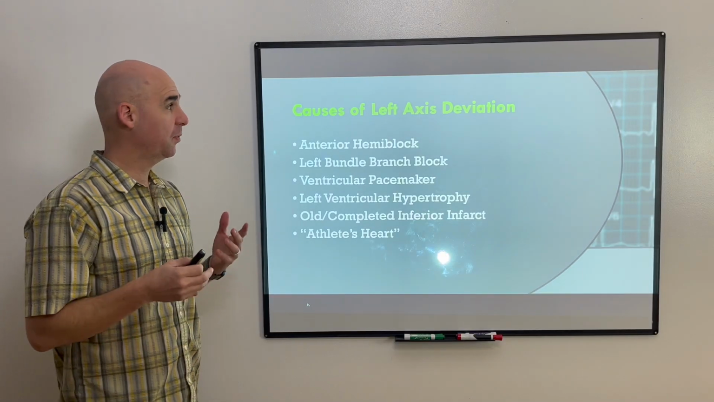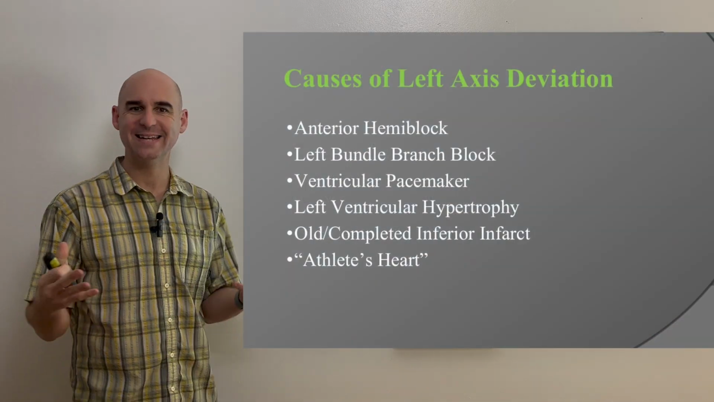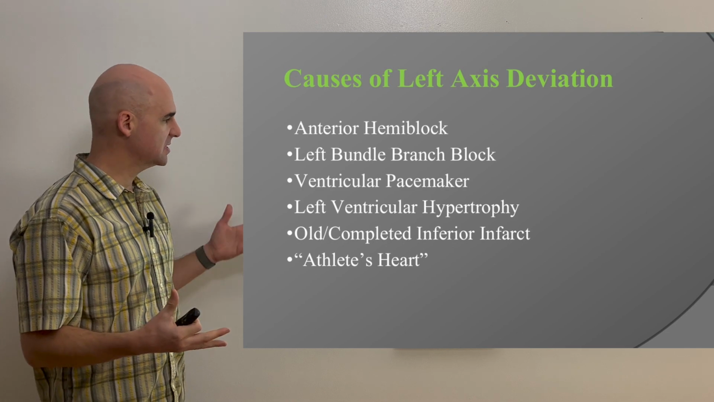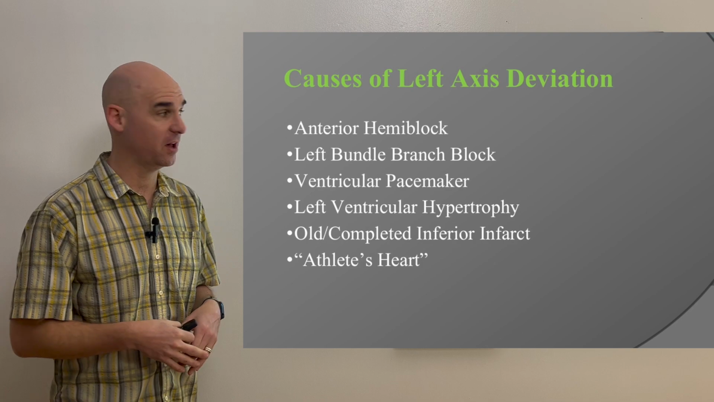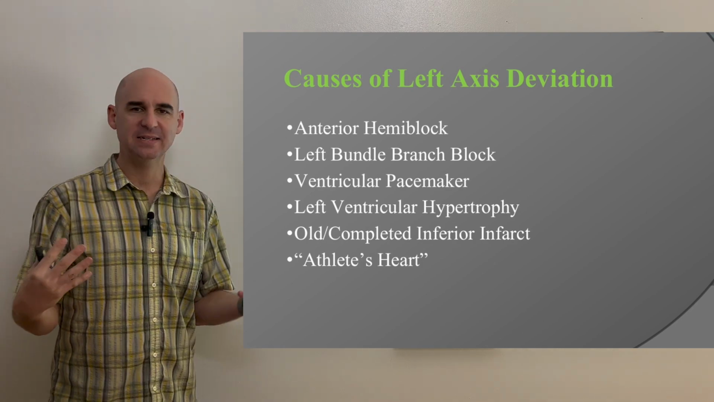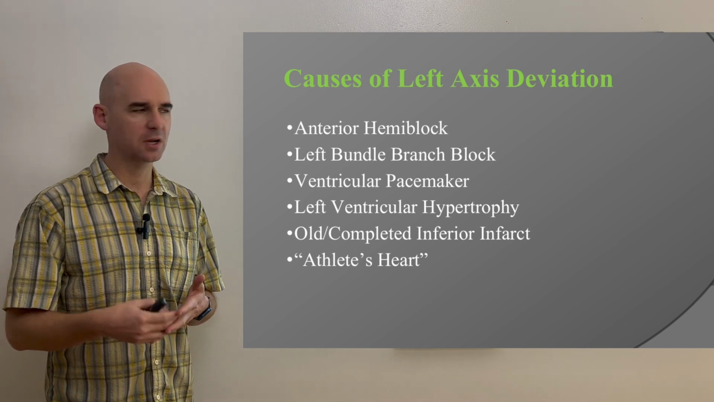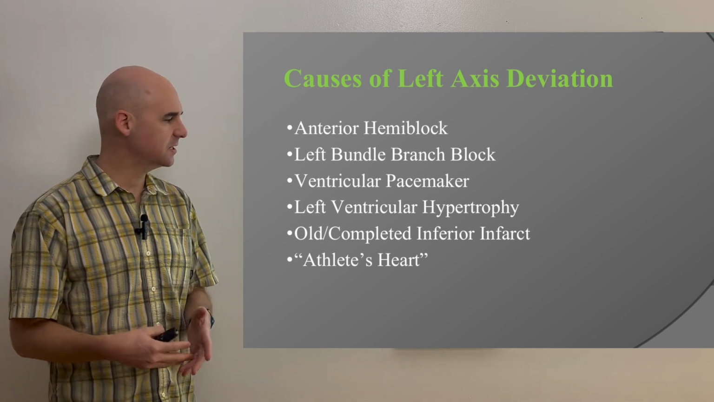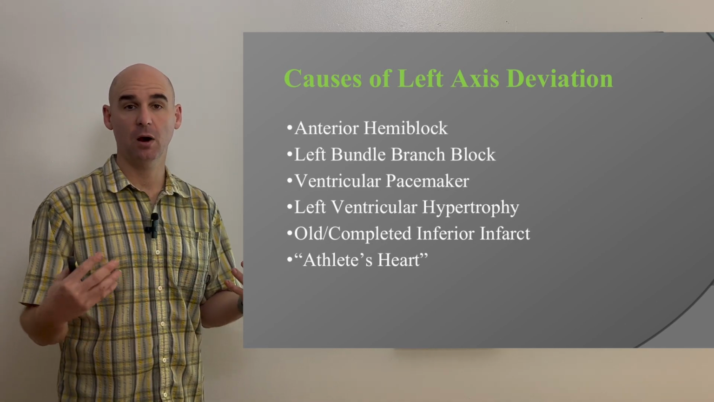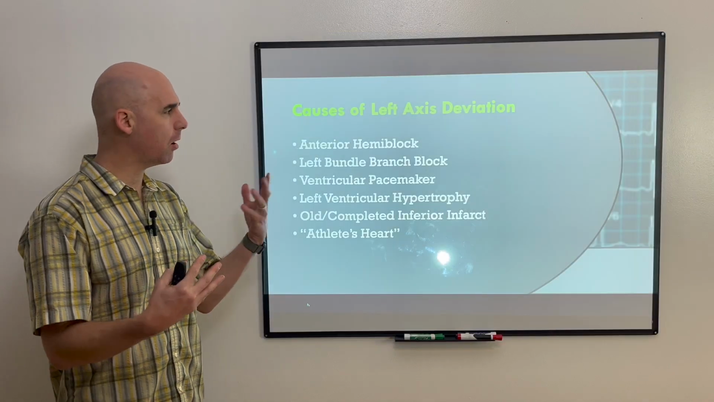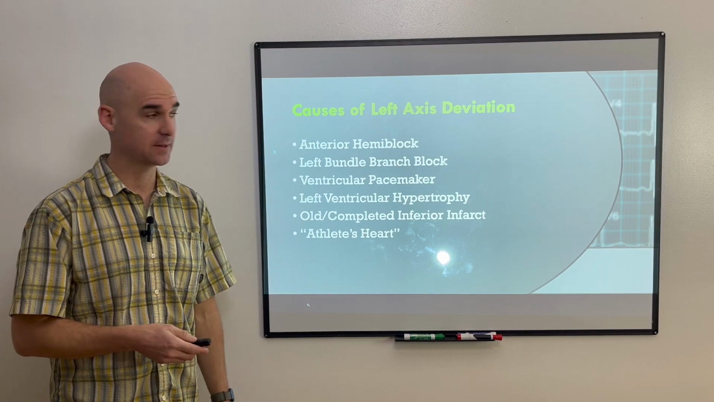So let me cover a couple causes of left axis deviation, all right? I've mentioned or kind of hinted at some of these already, okay? And this list, I'm not going to cover exactly all of these today, but certainly in videos to come, we'll be covering this. But this is the list: anterior hemiblocks, left bundle branch blocks, left ventricular hypertrophy, ventricular pacemakers, old or completed inferior infarcts, and something that is often referred to as athlete's heart. These are all different things that can actually cause this left axis deviation that we've been talking about today.